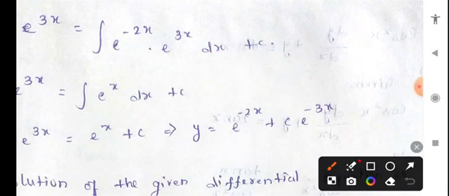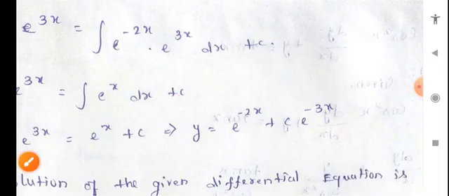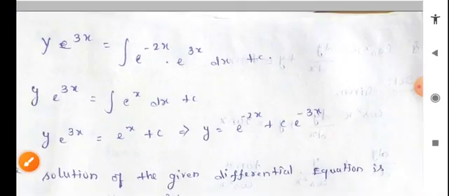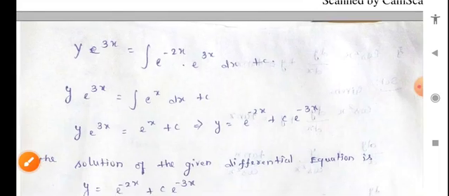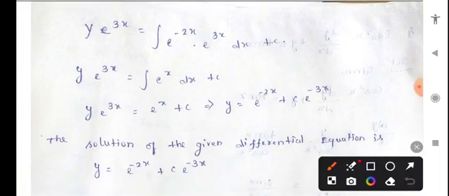c divided by e power 3x comes. Now we can send this to the numerator. It becomes c into e power minus 3x. So from this we can say the solution of the given differential equation is y equal to e power minus 2x plus c into e power minus 3x.